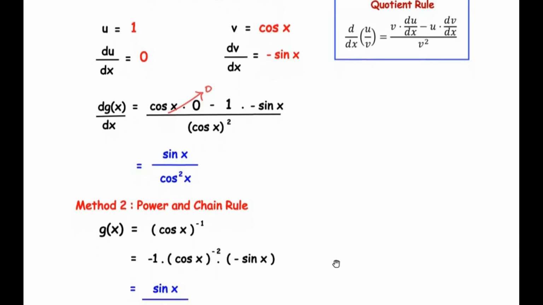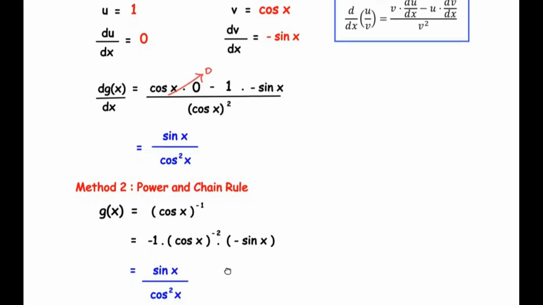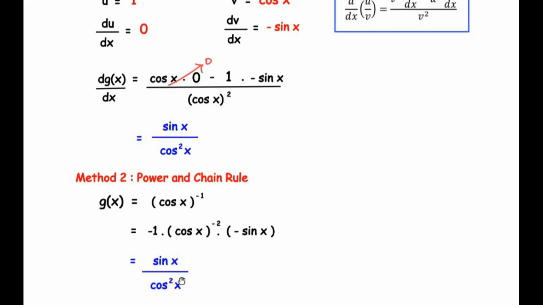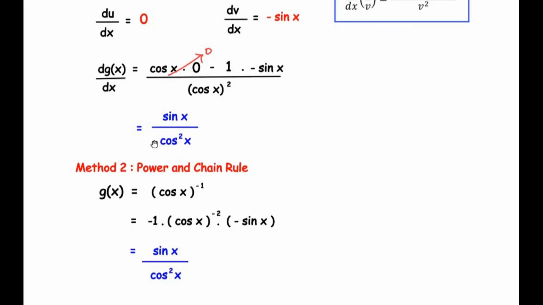So here we get negative of negative sin x, which gives us positive sin x, and at the same time we have cos x to the power of negative 2. Since the power is negative, we take it to the denominator and the power becomes positive. So cos x to the power of negative 2 becomes cos² x in the denominator. If you see, the answer we got in method 1 is the same as the answer from method 2. So these are the 2 methods which you can use, whichever you are comfortable with. Either you can use the quotient rule or the chain rule to differentiate the given function. That was secant x. So this is going to be our answer.